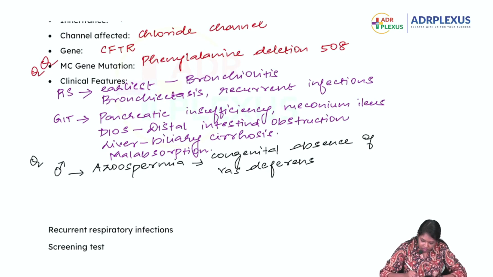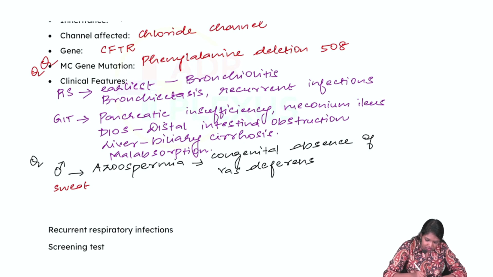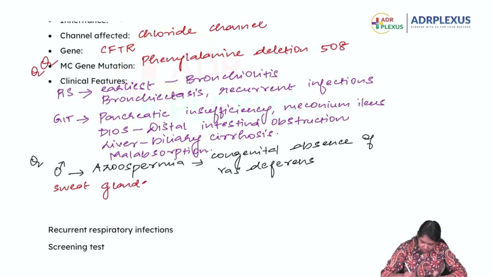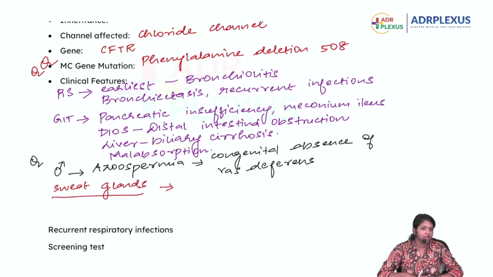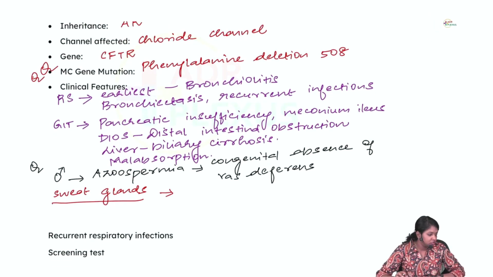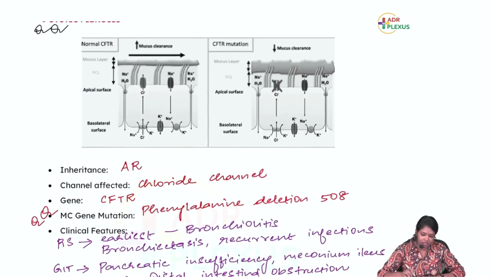Okay, sweat glands, what happens? Take home point: what happens to the chloride content in sweat glands? Increased. Why increased? Everywhere I told the problem is with chloride secretion. So there is no chloride, that is why your secretions are thick. But you are telling me in sweat it is increased. Why? What you have told is right, but tell me why.